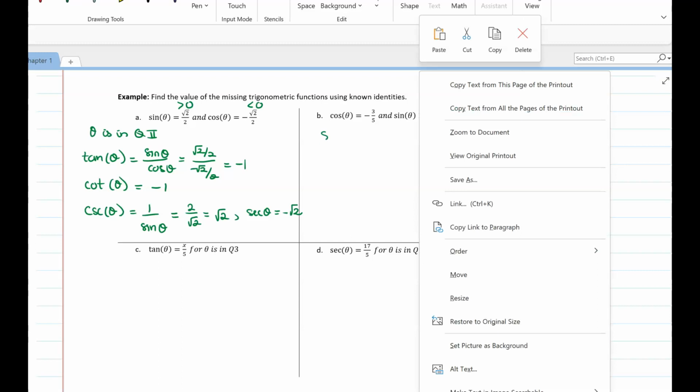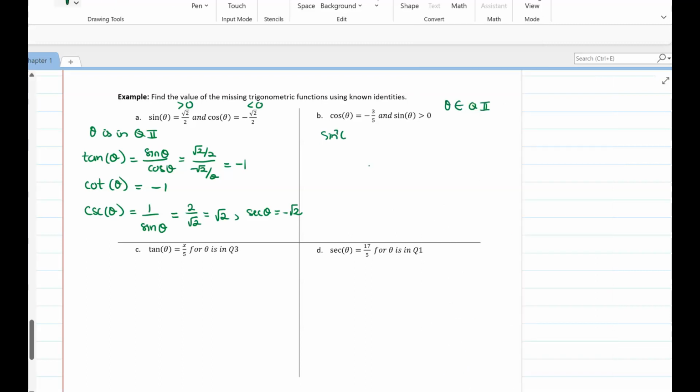So sine squared of theta plus cosine squared of theta equals 1. So sine squared of theta equals 1 minus cosine squared of theta. That's 1 minus negative 3 over 5 squared. That is 1 minus 9 over 25. That is 16 over 25. If sine is greater than 0, which means sine of theta equals square root of 16 over 25, and we only take the positive part. So this is 4 over 5.